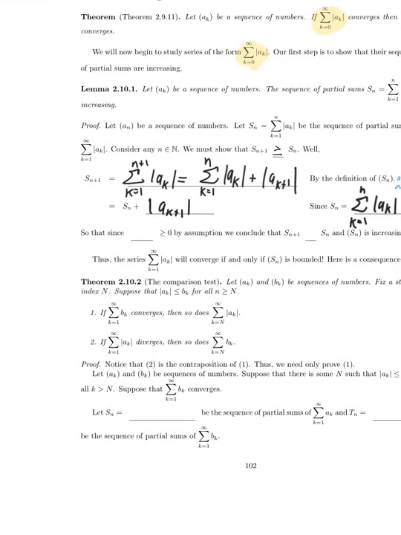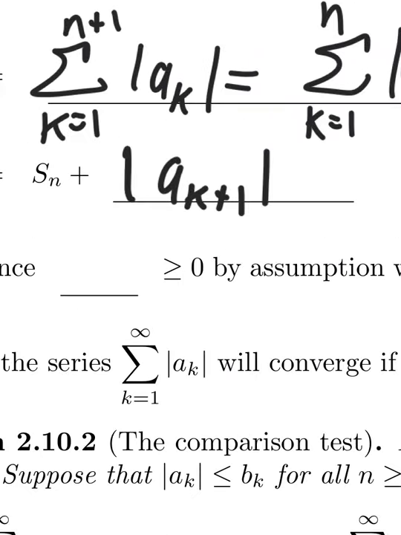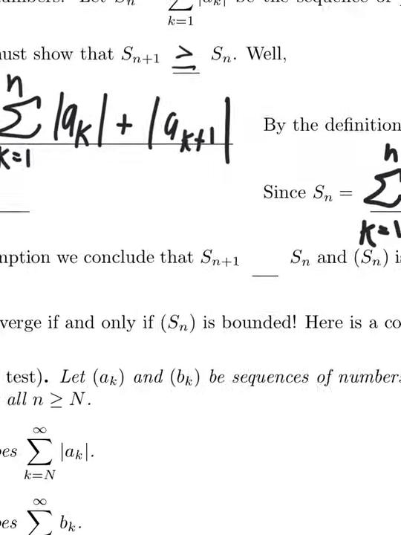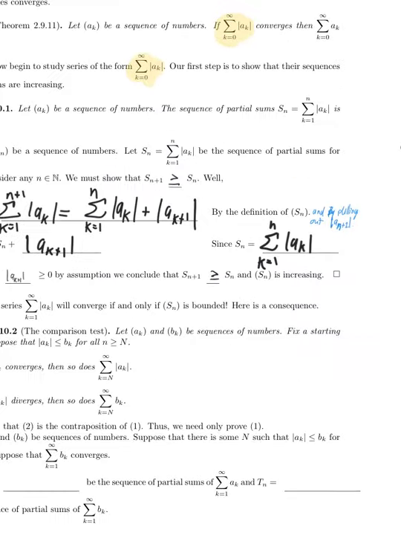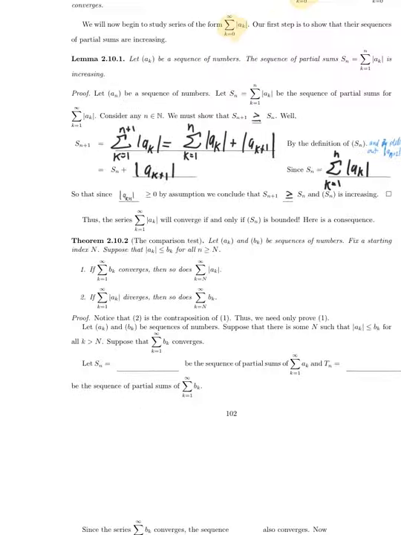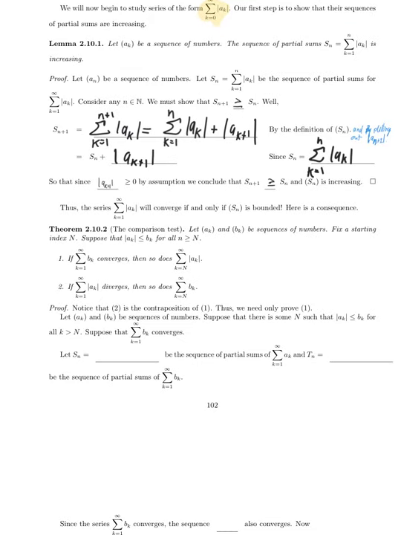Now, this piece is positive, or at least non-negative. Absolute a(n plus 1) is non-negative by assumption, so that means that Sn plus 1 is at least as big as Sn. So that means the sequence Sn is increasing. Why does that matter? We know things about increasing sequences. Increasing sequences converge if and only if they're bounded.